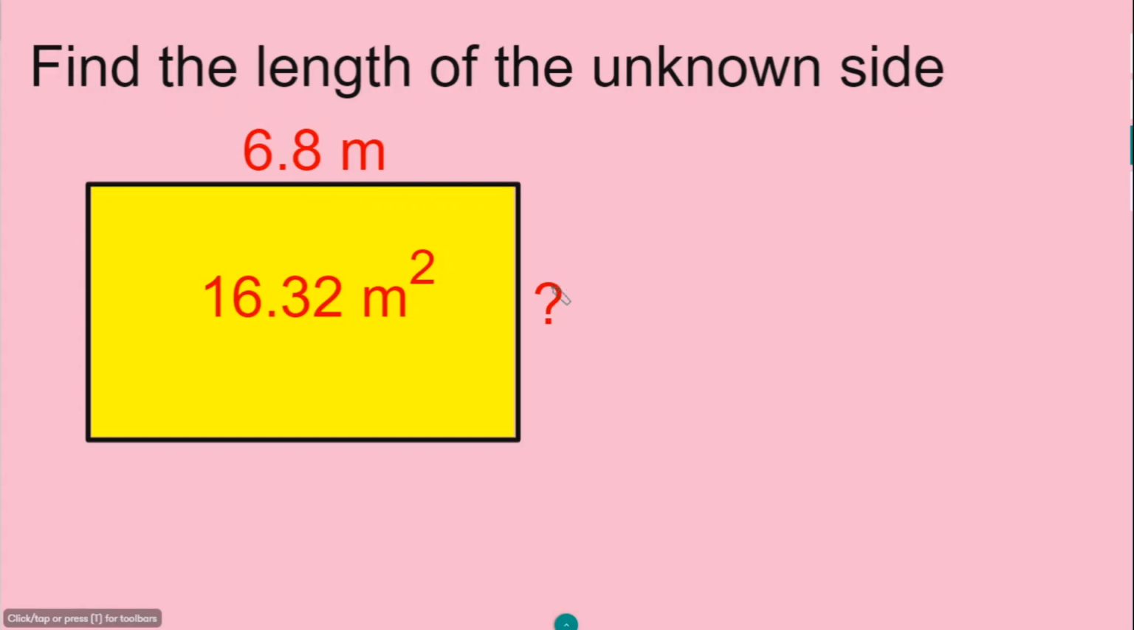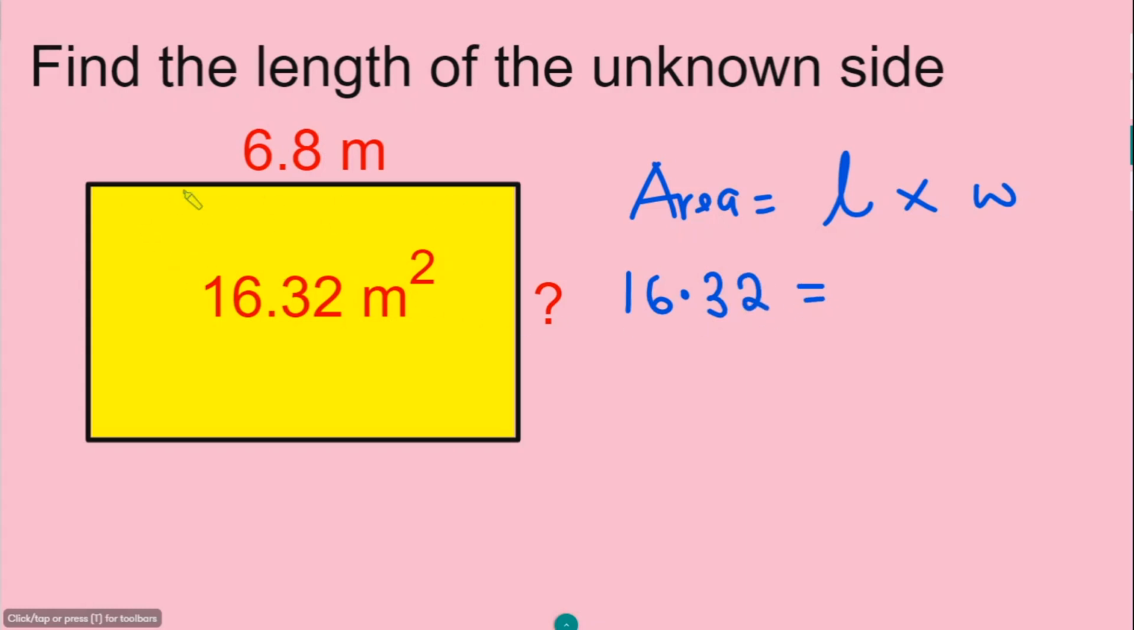So to work out this unknown side, first you begin by writing out your formula for the area of a rectangle, which is length times the width. Here the area is 16.32 meters, and the length, of course, is 6.8. So I'm going to write down 6.8 times the width, which is really unknown. So I'm going to put the unknown sign.